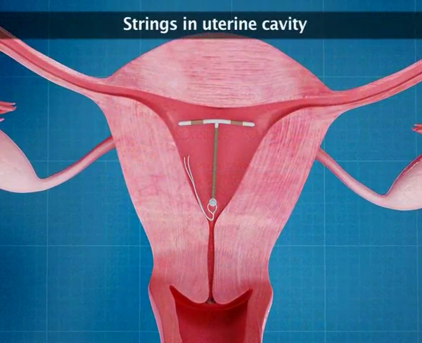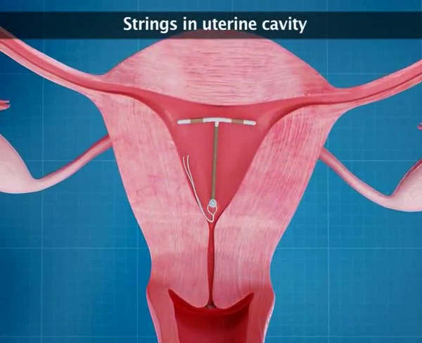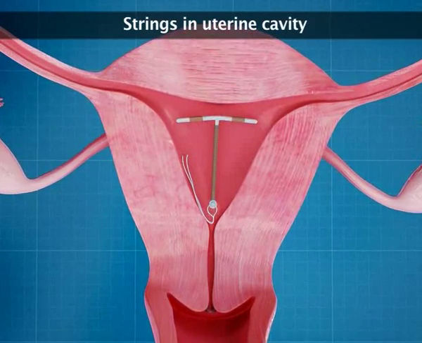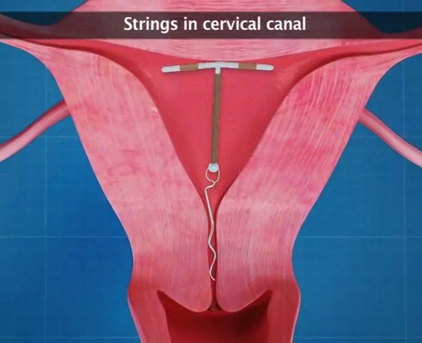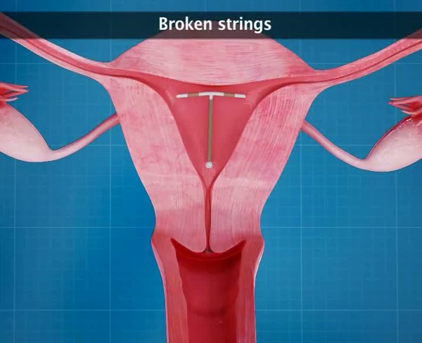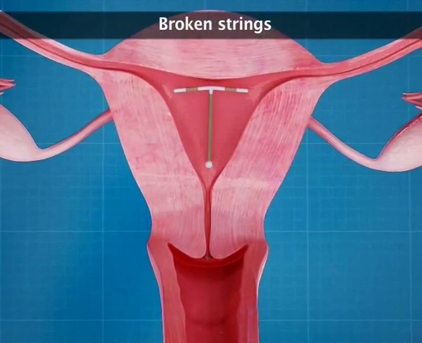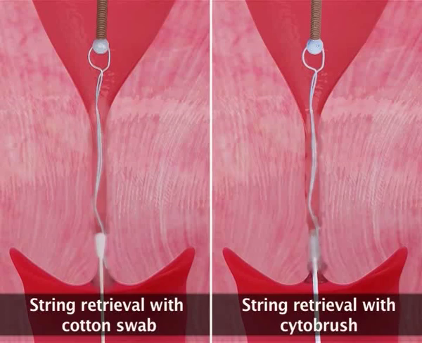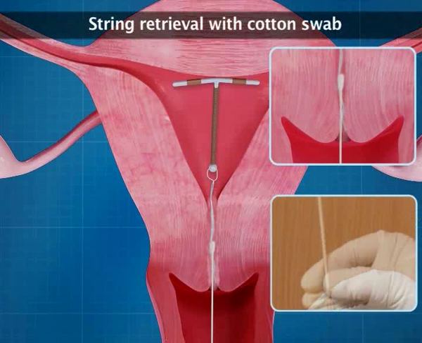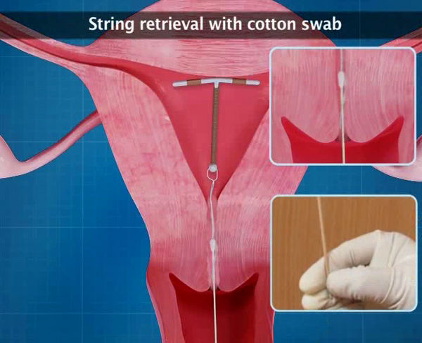If the IUD is still in the uterus as seen in the X-ray or ultrasound, but the strings are missing, they may be high up in the vagina or the cervical canal, or may just be broken. Probe the cervical canal gently with a sterile cotton swab stick or cytobrush. Check for the strings in the folds of the cervical canal.